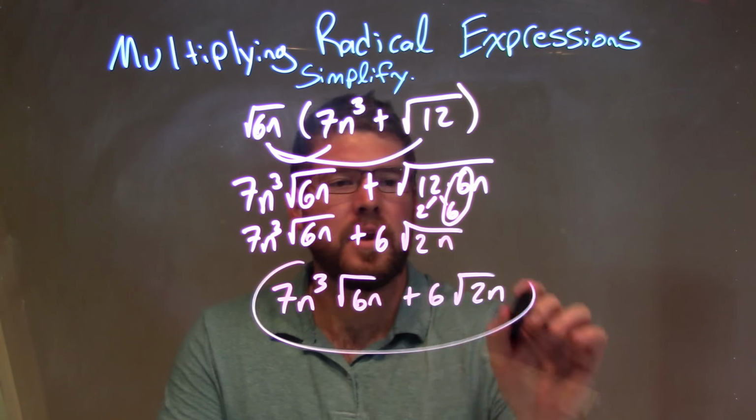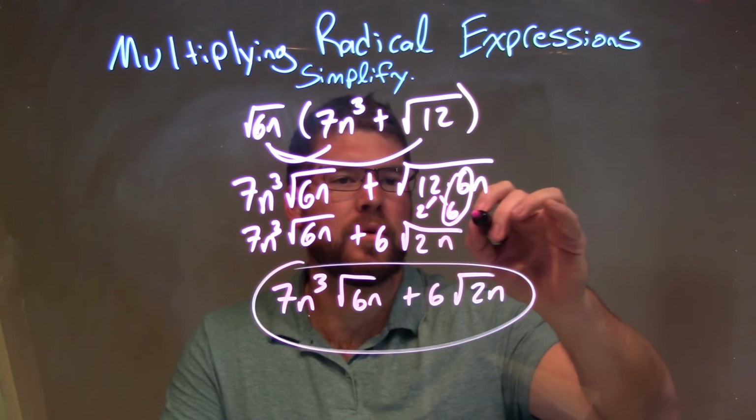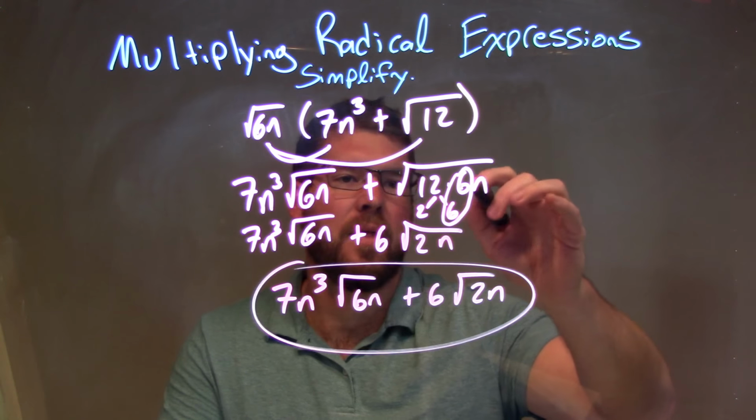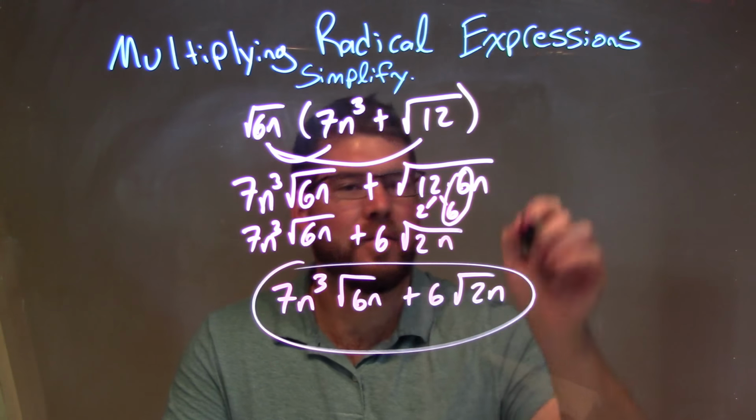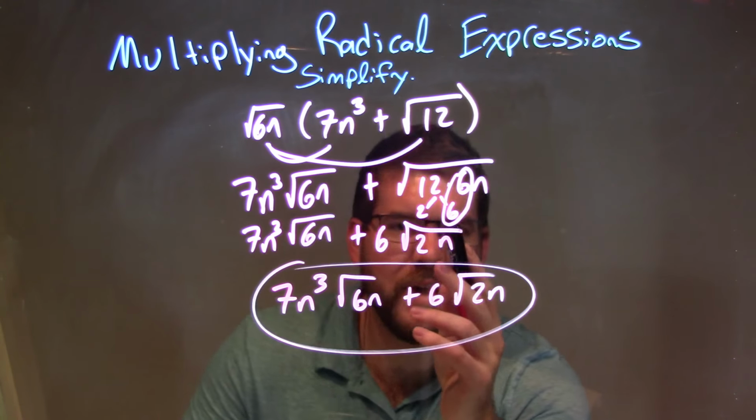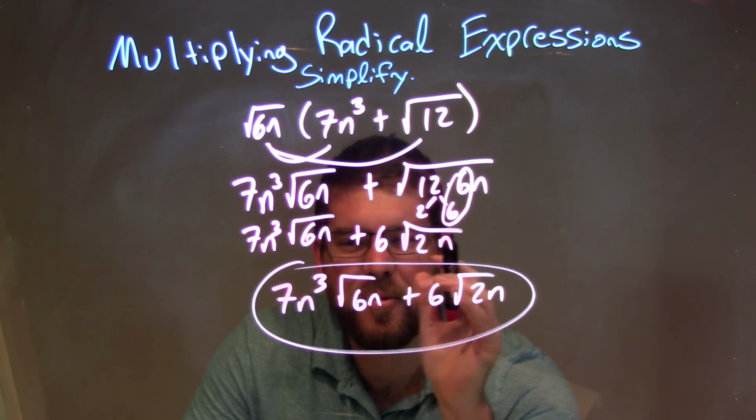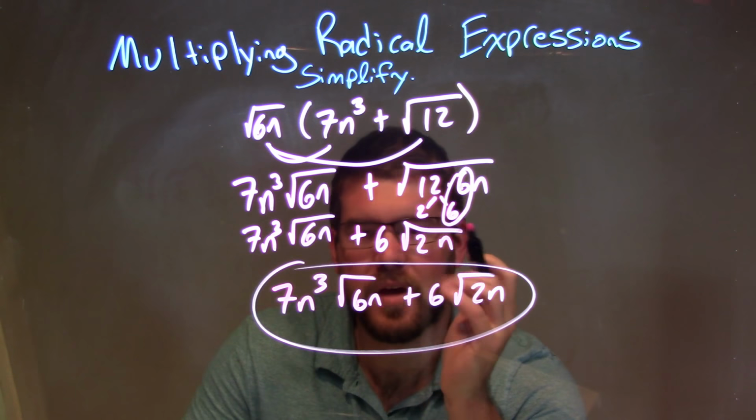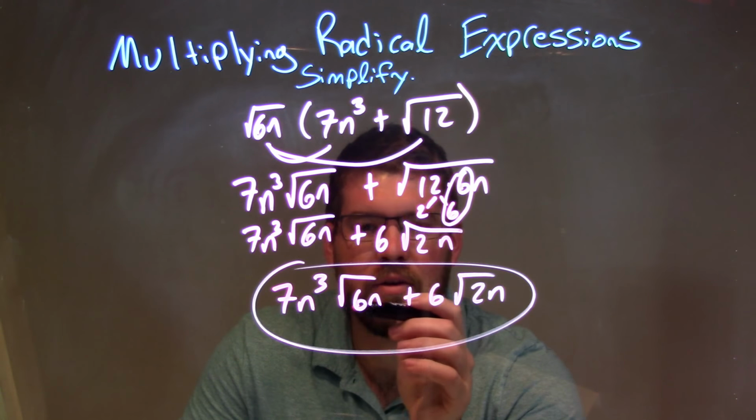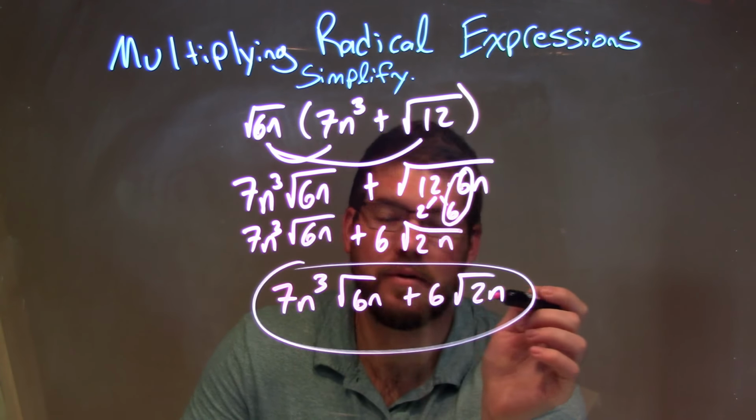Okay? Now, if I wanted to, I could have broke down 6 to be a 2 times 3, and this one to be 2 times 3, and then paired them up and brought them out. But since I saw at the end here, without breaking it down all the way, that I saw a pair, I really can cut that a little short, okay? This gives me my final answer of 7n to the third times the square root of 6n plus 6 times the square root of 2n.